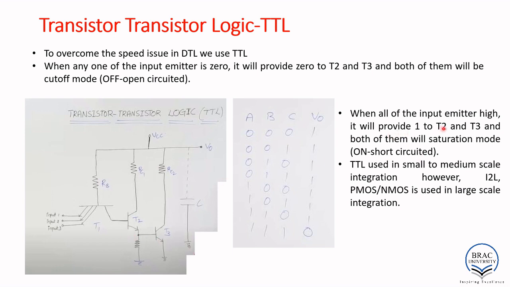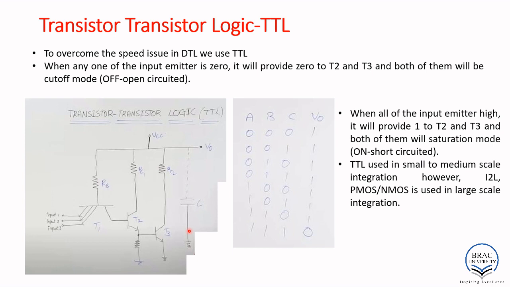When all of the input emitters are high, it will provide 1 to T2 and T3. If all of them are high, then it will provide 1 to T2 and 1 to T3, which means transistors T2 and T3 will both be in saturation mode. In saturation mode, they will be shorted. So this one will be shorted, this one will be shorted. That means T2 and T3 will be on.